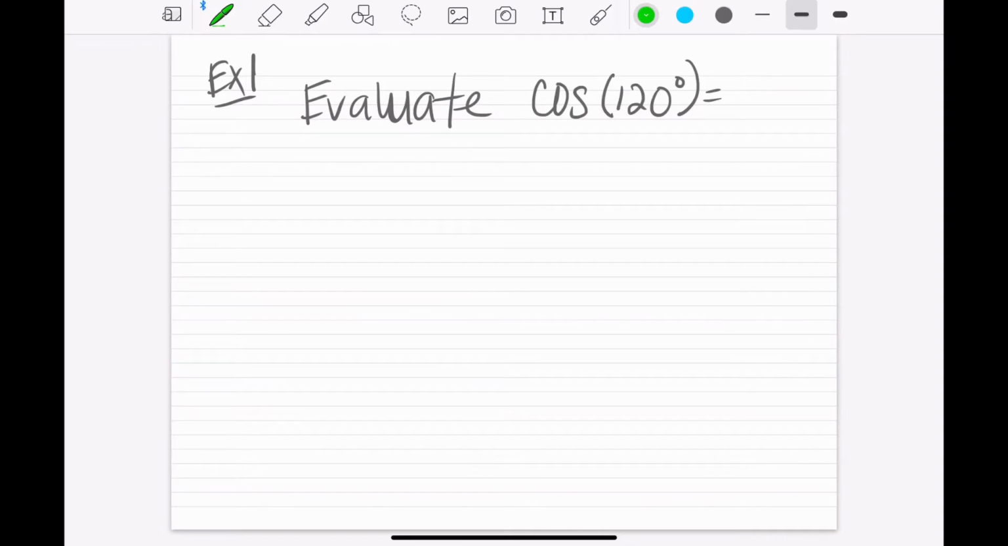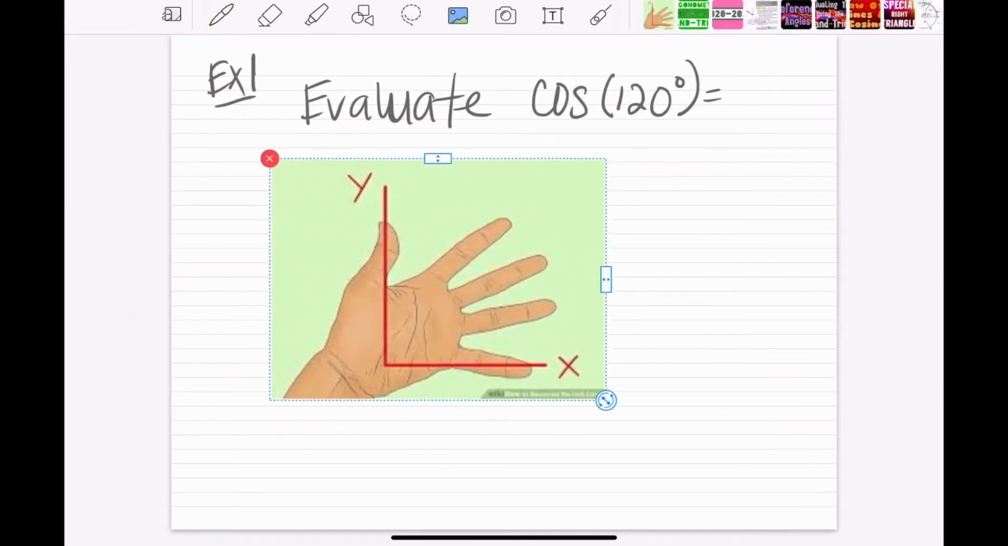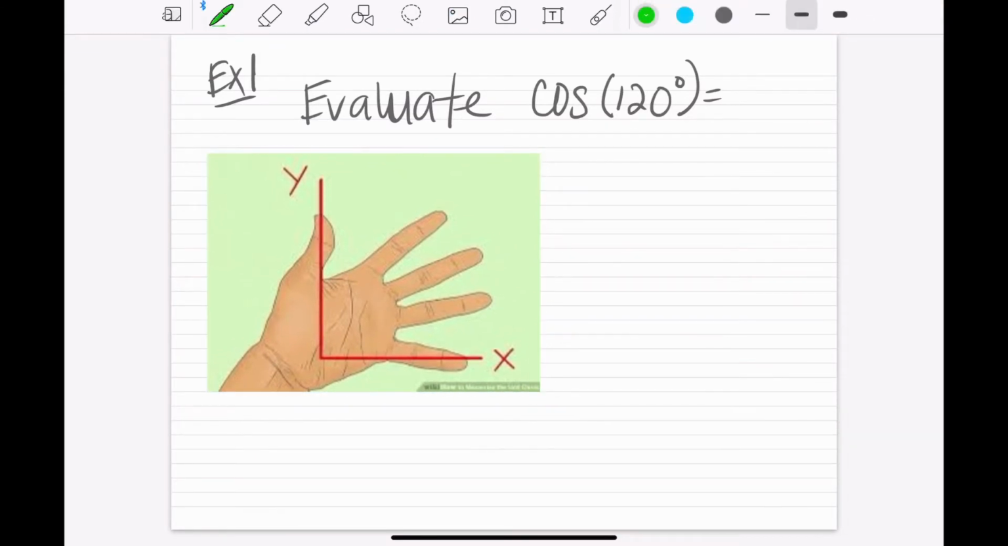Example 1 says evaluate the cosine of 120 degrees. The very first thing I need you guys to do is look at your left hand. So let's identify our degrees first. Remember, this is 0 degrees, this is 90 degrees, halfway is 45, this is 30, and this is 60 degrees.